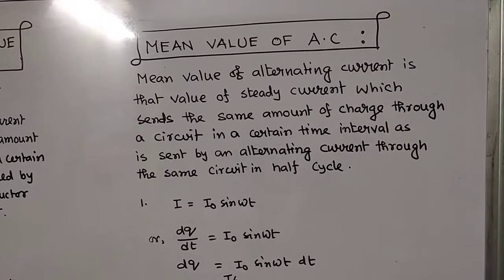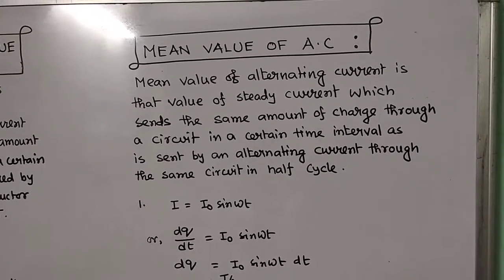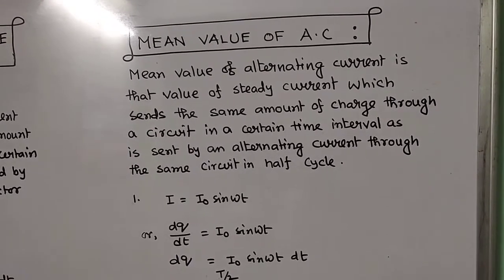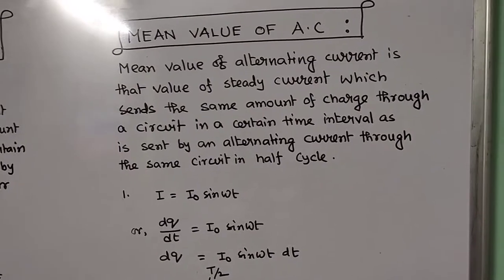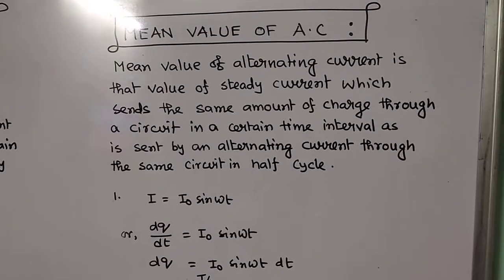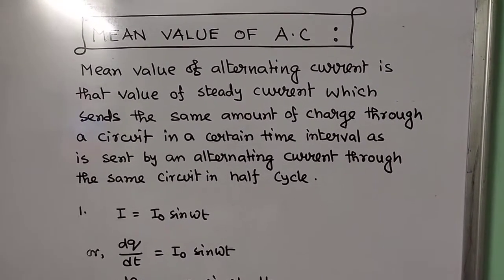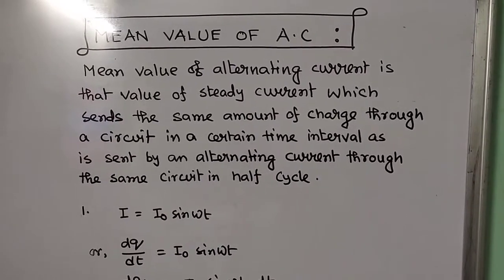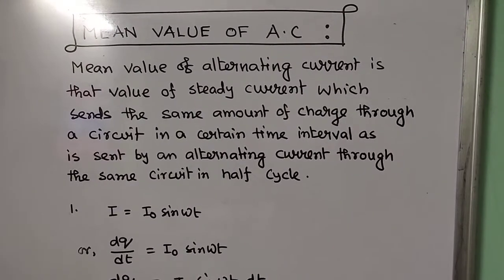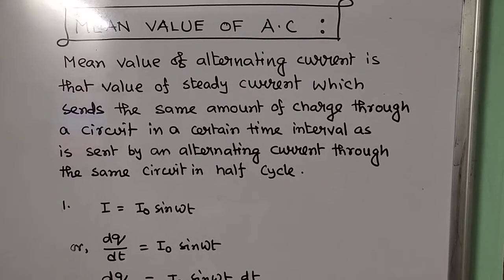Mean value of alternating current is that value of steady current which sends the same amount of charge through a circuit in a certain time interval as is sent by an alternating current through the same circuit in half cycle. Let me repeat once again. Mean value of alternating current is that value of steady current, meaning the formula for steady current we are going to apply, which sends the same amount of charge. For steady current, what is the formula for current and charge?